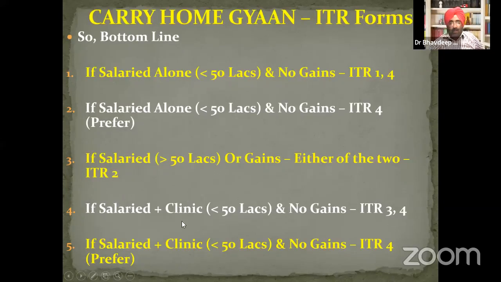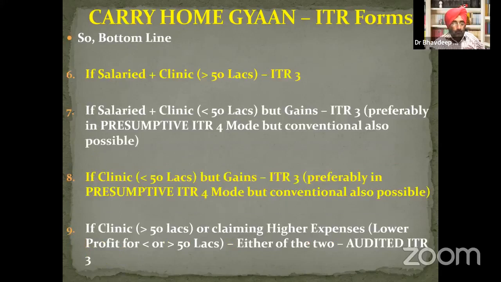Okay. If you're having a dual thing, you can say salaried plus clinic, but less than 50 lakhs, go for ITR 3 or 4. Preferably ITR 4. But the only condition is there should be no capital gains. No gains from shares or anything similar or mutual funds. So bottom line is, if salaried plus clinic greater than 50 lakhs, ITR 3. But ITR 3 has an advantage. You can still file it in a presumptive mode.